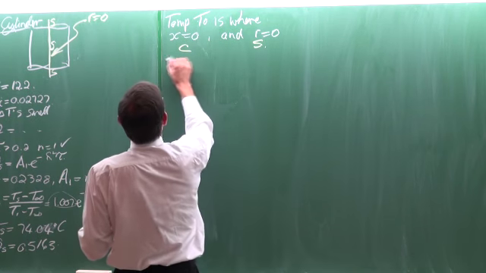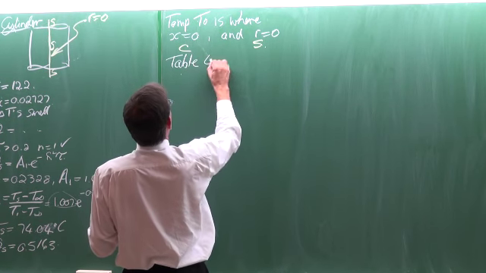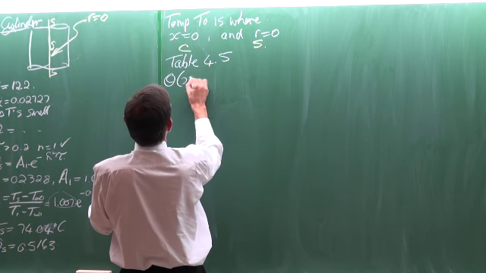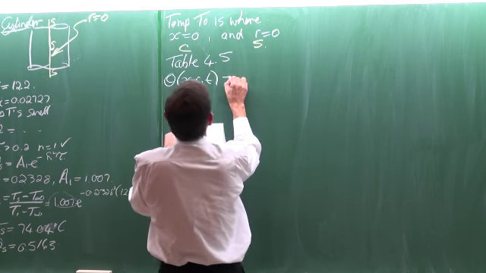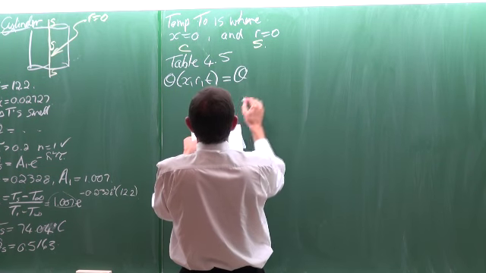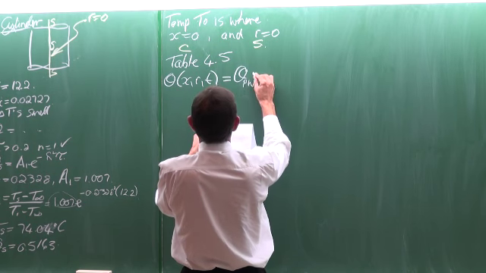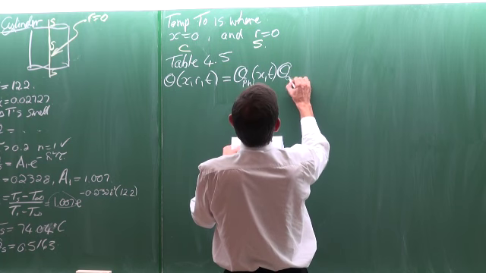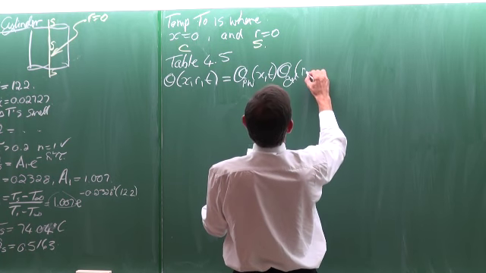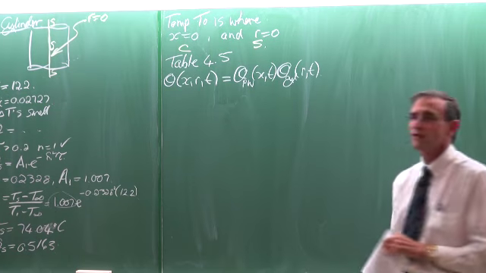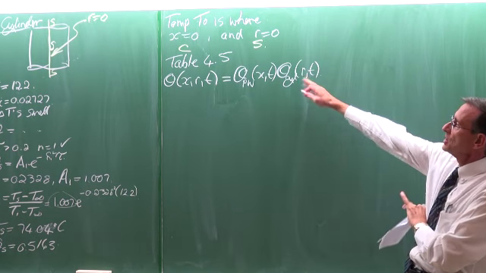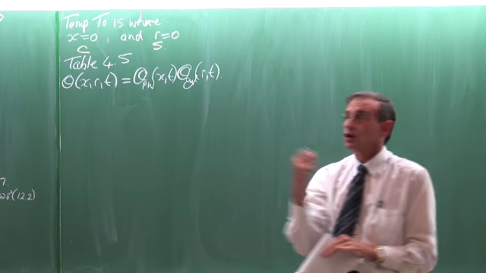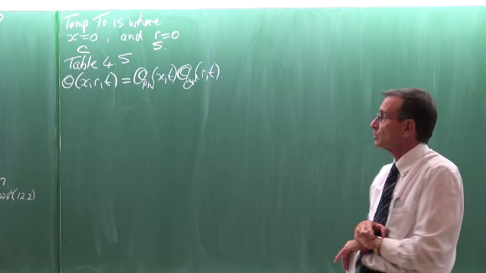Okay. So from table 4.5, we've already seen it. The non-dimensionalized temperature, a function of x, r and t, is equal to the non-dimensionalized temperature for the plane wall, which is a function of x and t, multiplied by the non-dimensionalized temperature for the cylinder, which is a function of r and t. With the previous lecture, in table 4.5, that is the solution for a short cylinder. And that is what we are interested in.